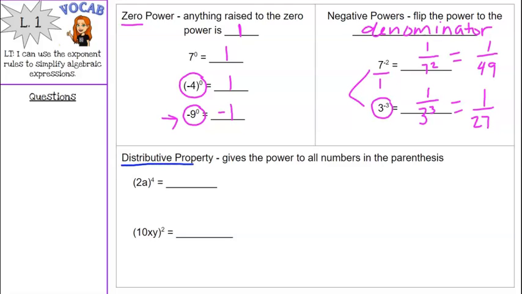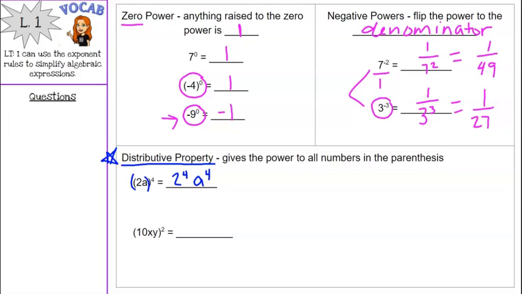Distributive property. Now this is new. We didn't talk about this last class. It gives the power to all numbers in the parentheses. So you can see we have 2a inside the parentheses, and the exponent 4 is outside the parentheses. When we simplify this, we give that 4 to both numbers or variables in the parentheses. So the 2 gets to be to the power of 4, and the a gets to be to the power of 4. So it gives it to both.